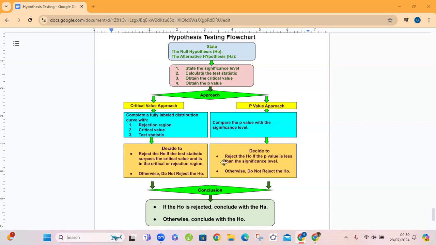So you have to pause the video, take a screenshot of the flowchart, rewind it, study it, together with the entire presentation to fully understand what is being presented with regards to hypothesis testing. So as you can see, the sample data is always linked with the null hypothesis. Either you reject the null hypothesis or you do not reject the null hypothesis.